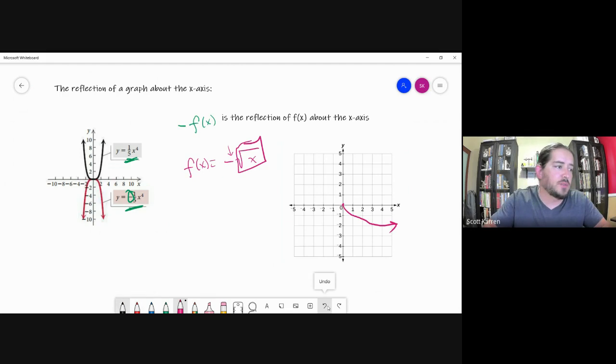Instead of the original, which was up in this direction, it just gets flipped down to the bottom, right?